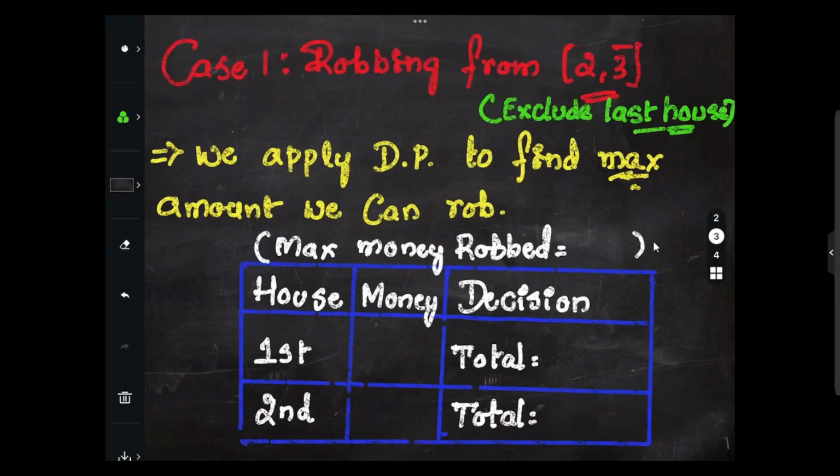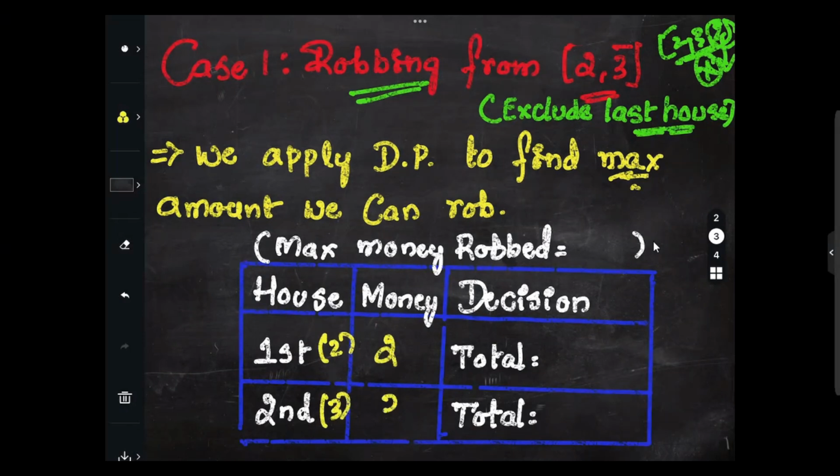Here in this case, we are excluding the last house. The array we had was 2, 3, 2. Now we have only 2, 3 because we are excluding the last house. So we will apply DP, dynamic programming, to find the maximum amount we can rob. The first house has 2 and the second house has 3 here.